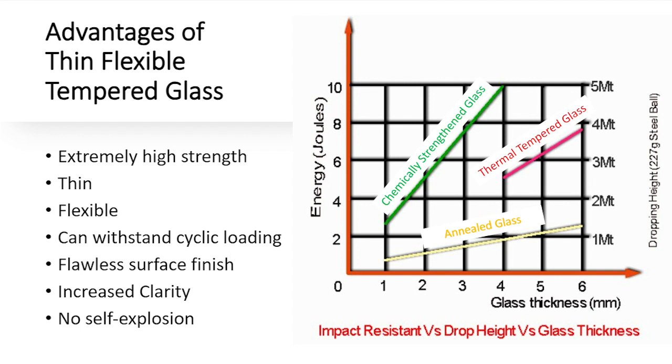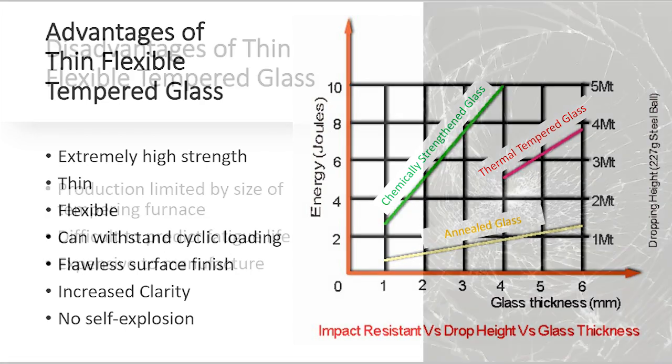Because they possess a degree of flexibility, thin tempered glasses can withstand greater impacts. Their flexibility allows for multiple cycles of bending without fracturing. As a result of the fusion flow sheet former, optical clarity and surface smoothness exceed that of most conventional glasses. Finally, thin flexible tempered glass does not self-explode like conventional tempered glass.